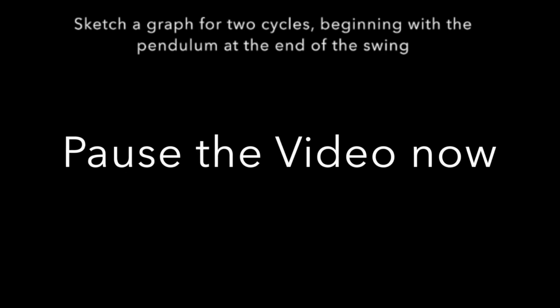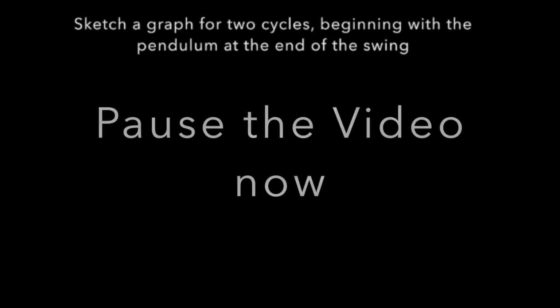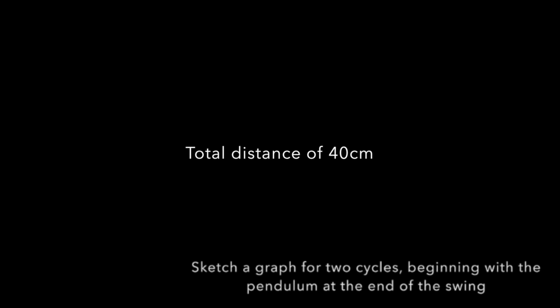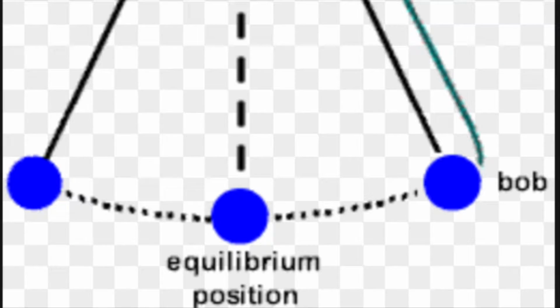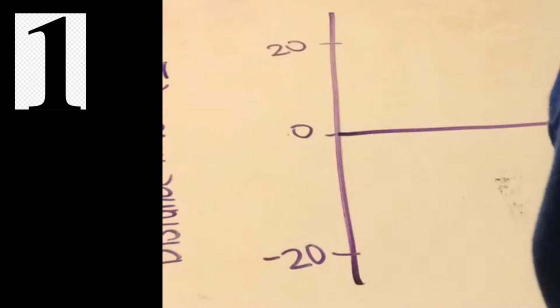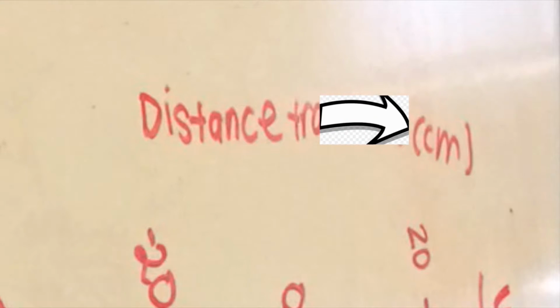Okay, so go ahead and pause the video, and I want you to try and answer the question before I do. To start off this question, you must draw a graph. Although because in the question it states a total distance of 40 centimeters, and we know that a pendulum has an equilibrium point, i.e. the middle, our y-axis will consist of positive 20, 0, and negative 20. The labeling for the y-axis is distance traveled in centimeters. And don't forget to put your units in.